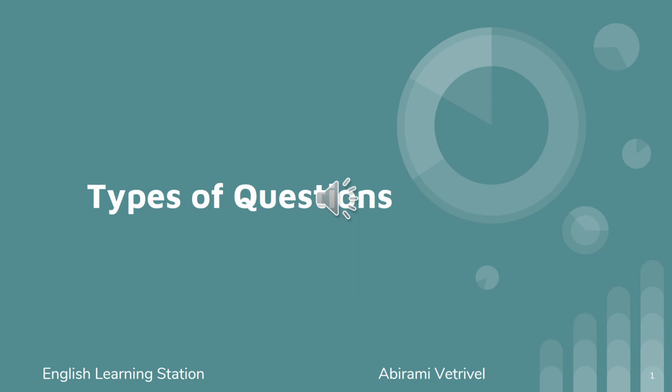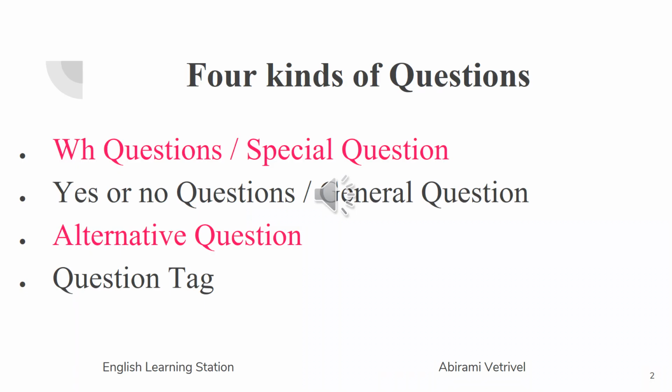Today, let us learn about the different types of questions or interrogative sentences. There are four types of interrogative sentences or question statements. They are: number 1, WH questions or special questions. Number 2, yes or no questions or general questions. Number 3, alternative questions. And number 4 is question tag.